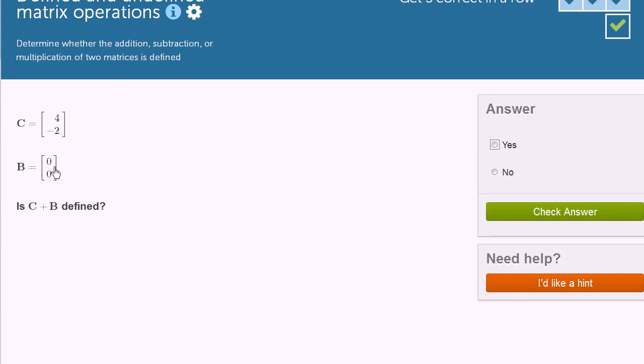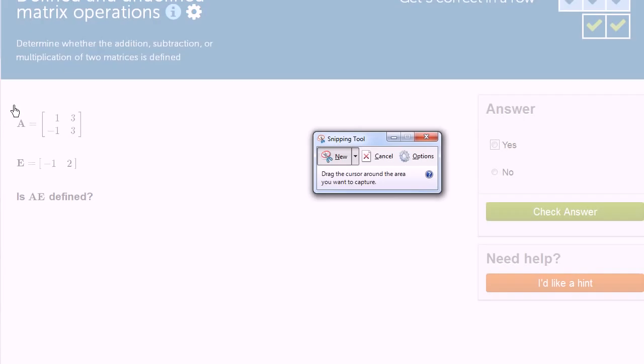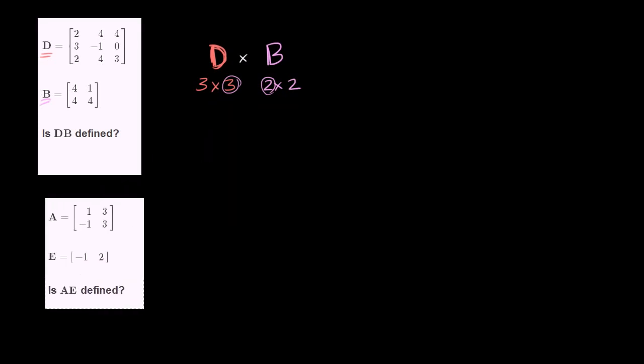But what they're asking, is this defined? Absolutely. These both are 2 by 1 matrices. So yes, it is defined. Let's do one more. So once again, they're asking us, is the product A times E defined? So here you have a 2 by 2 matrix. Let me copy and paste this just so we can make sure that we know what we're talking about. So get my scratch pad out. So this top matrix right over here.